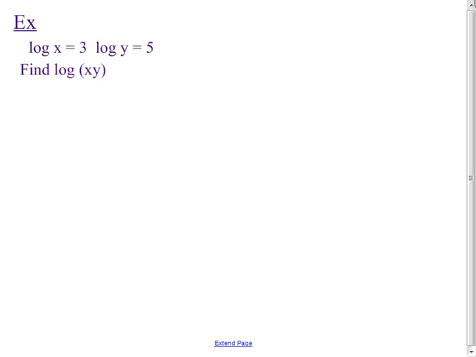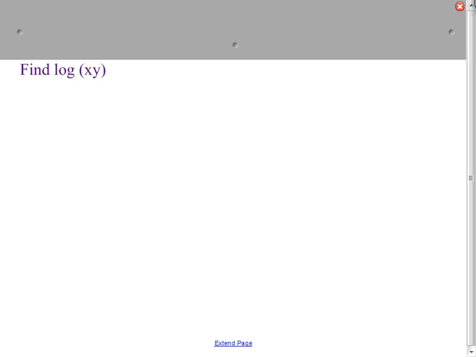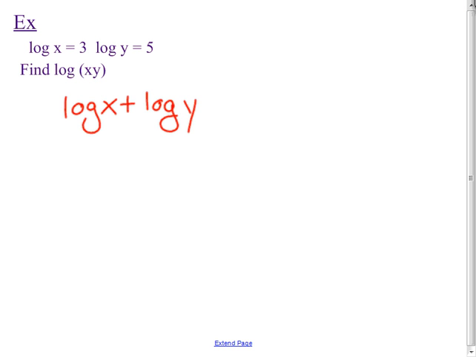So, without looking at what they gave us to begin with, in the beginning information, what can I do with this? I have the log of x times y. Well, what does that mean? Log of x times y is the log of x plus the log of y, correct? Yes? So, I'm telling you the log of x is 3. Hey, that's 3. Plus, the log of y is 5. Hey, that's 5. Evaluating that, I get 8.